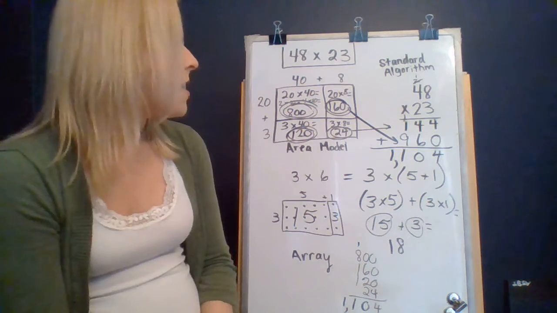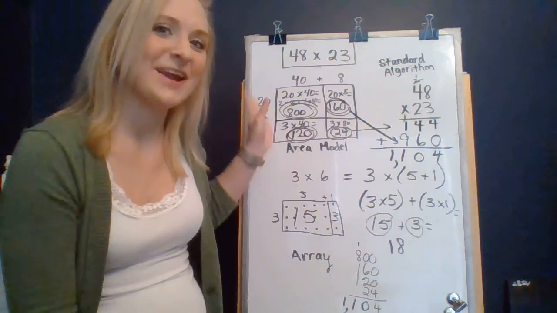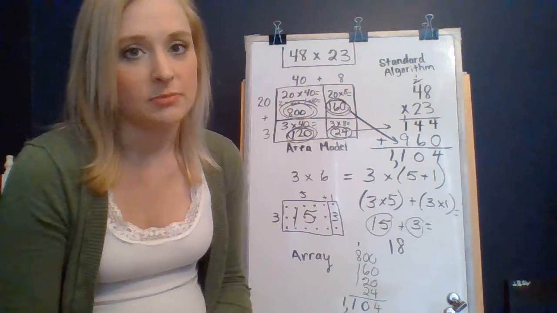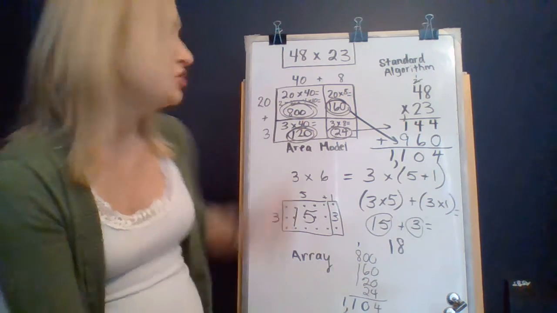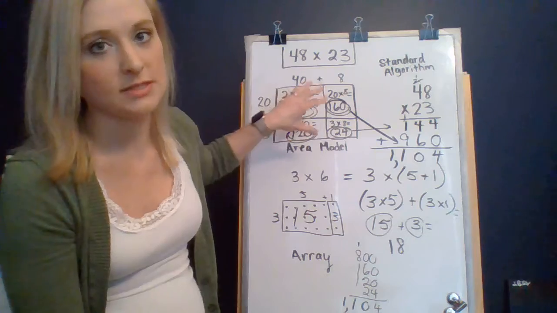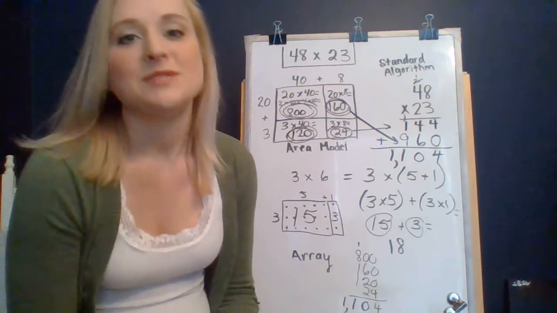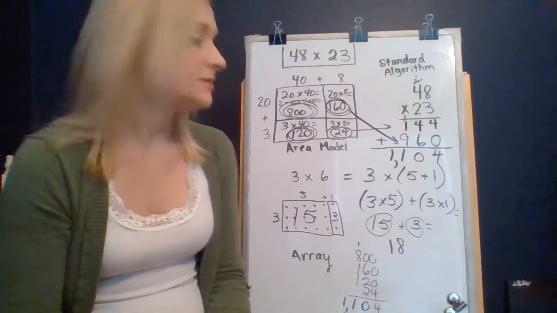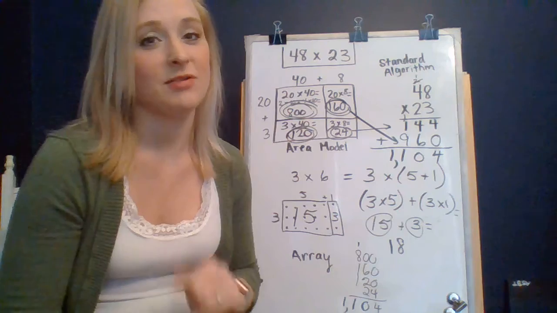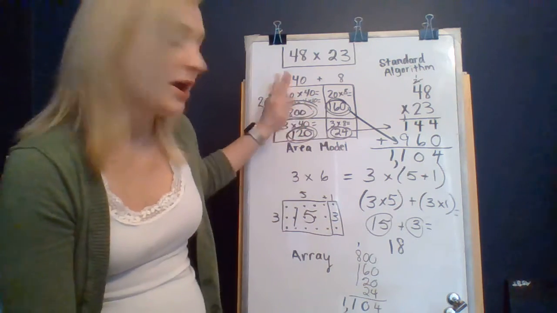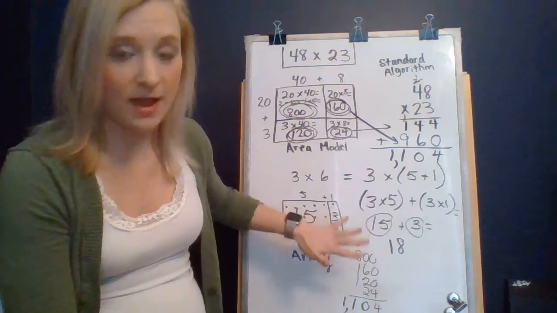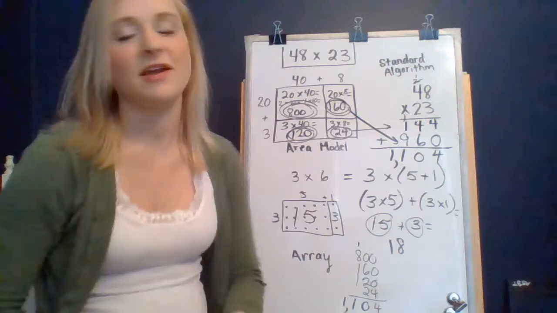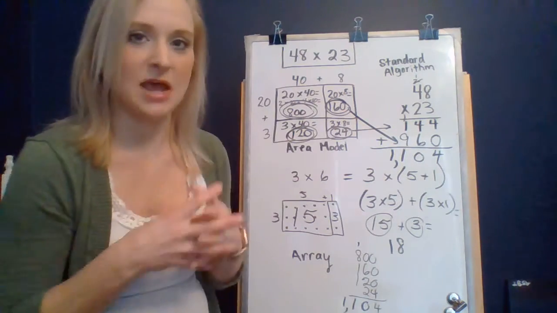So that's why we stress the area model so much, and that's why you see it used so much in multiplication and even division, because division is the opposite of multiplication. We just don't know one of the factors, but we know what's in here. And so that's why you also see that area model used a lot for division. So I hope that helps you understand a little bit about where the area model comes from, the arrays, and how the standard algorithm is actually a derivative of the area model. It's just condensing the steps.